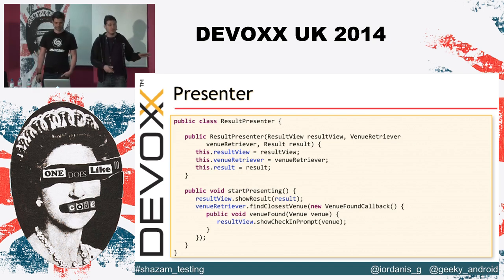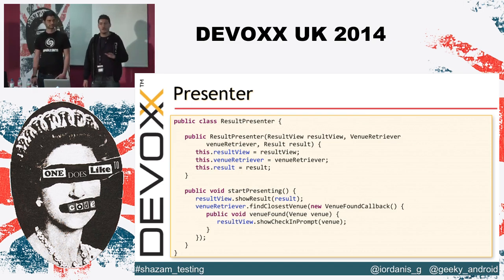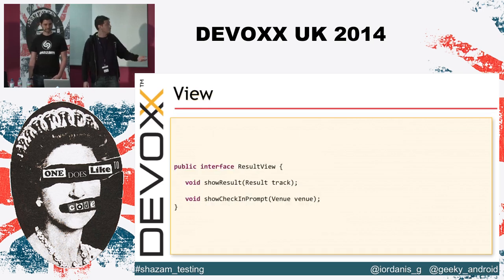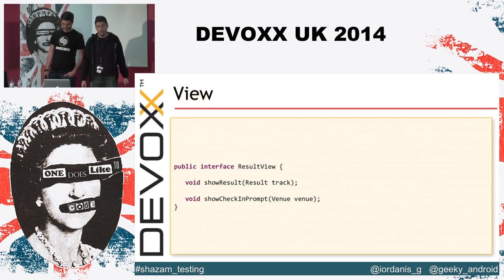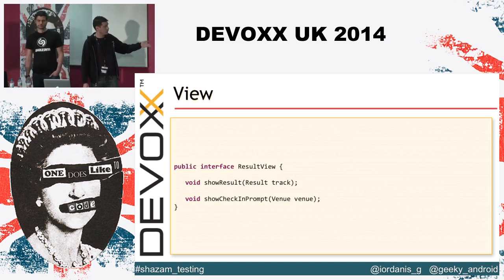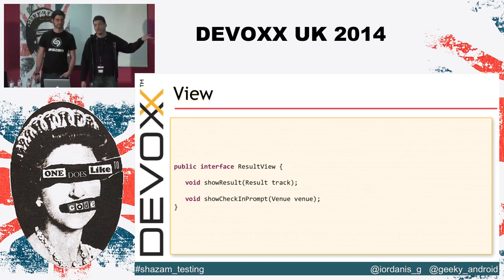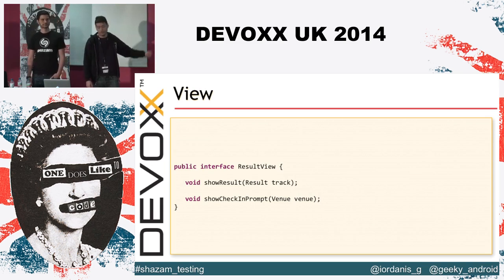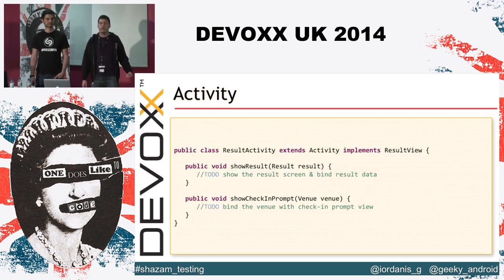As I said, this is test-driven. At this point, the presenter has no knowledge of Android. Like, there is no concept of any platform here. You use only these interfaces. That interface, the view interface, is test-driven when you are writing the presenter. And we see here that we have two methods on it. We need to show a result, and we need to show a check-in prompt. And that's all we have to do when implementing this interface. That is implemented again in our activity.